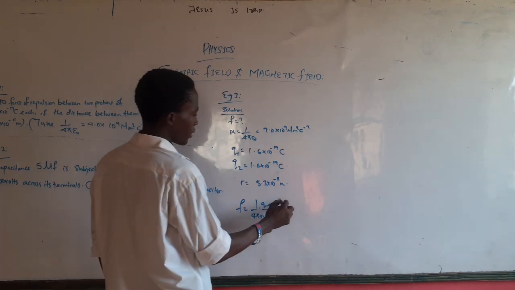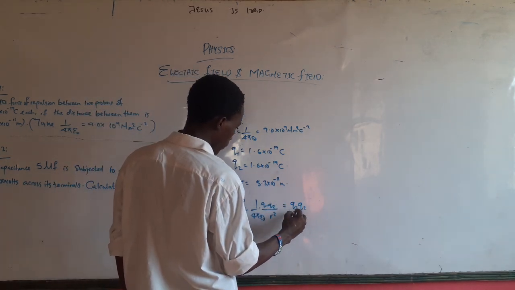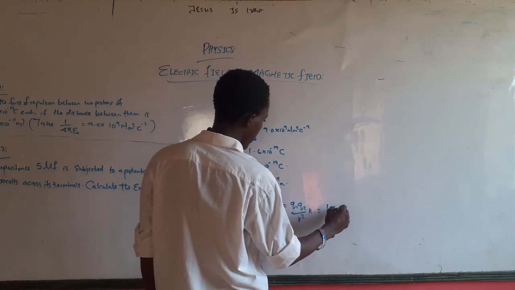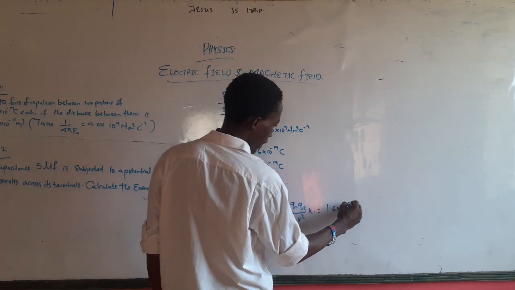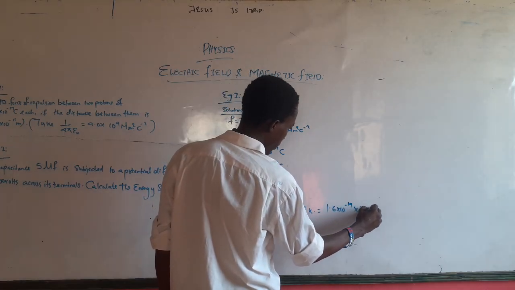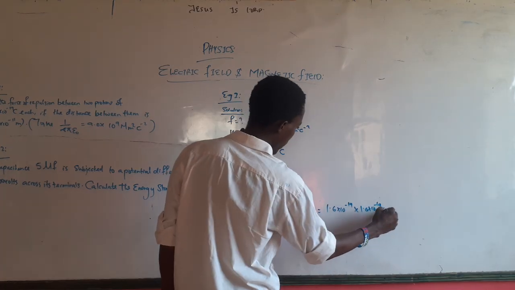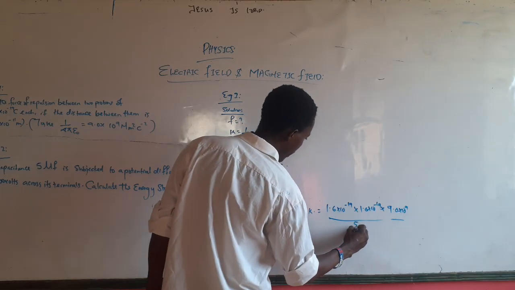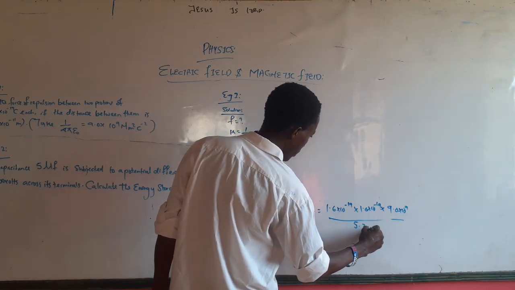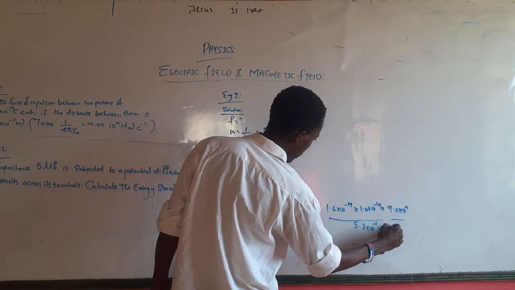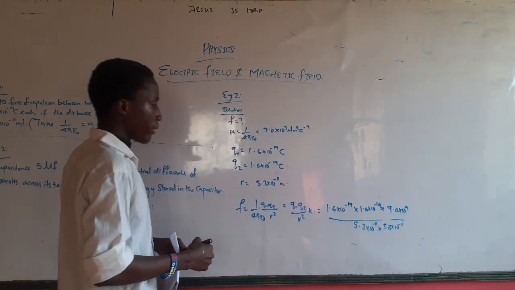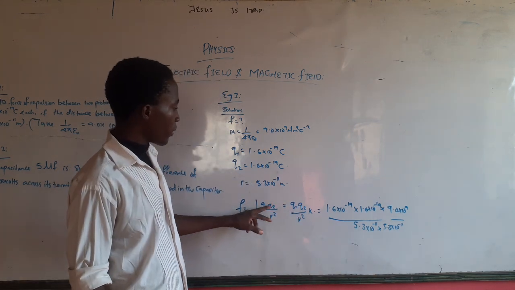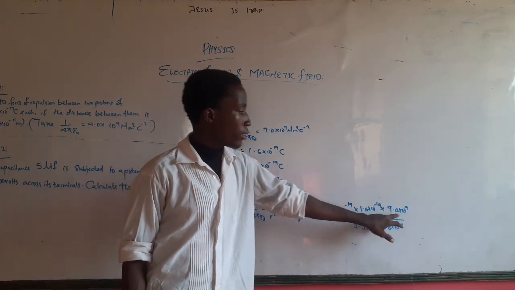So let us compute everything here. We have K Q1 Q2 over R squared. We're going to have 1.6 times 10 to the power -19 multiplied by 1.6 times 10 to the power -19 multiplied by the constant 9.0 times 10 to the power 9, everything divided by 5.3 times 10 to the power -11 times 5.3 times 10 to the power -11. The radius is given as this, so radius squared will be this doubled. Q1 and Q2 are the same, and this is the K.